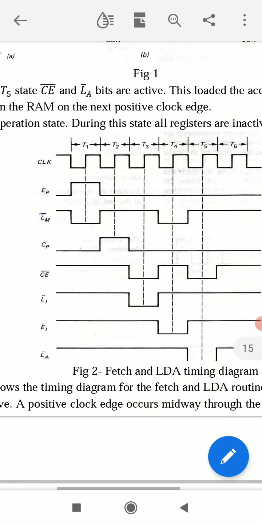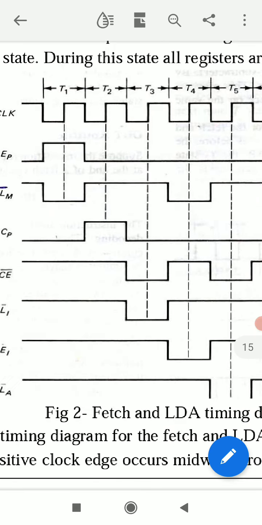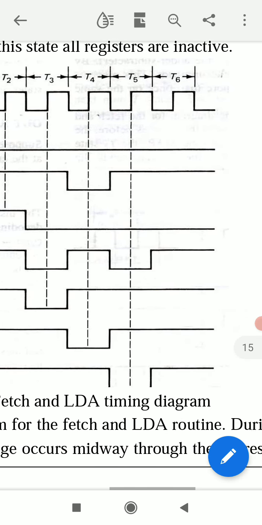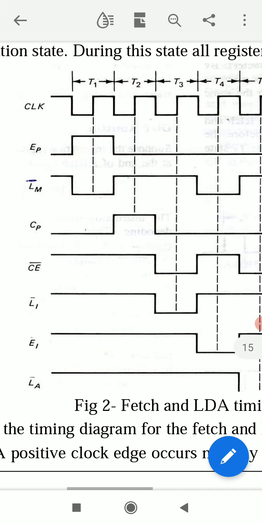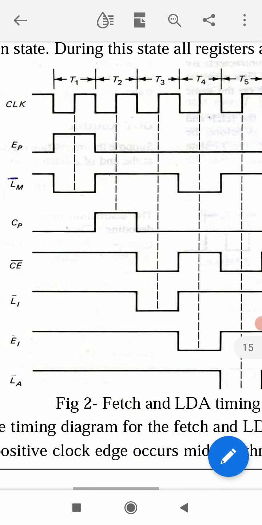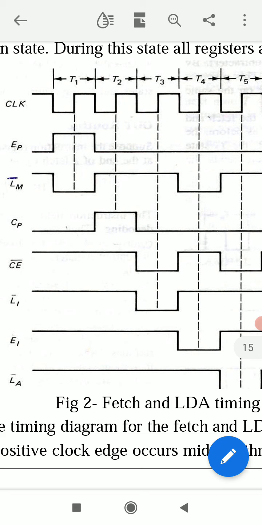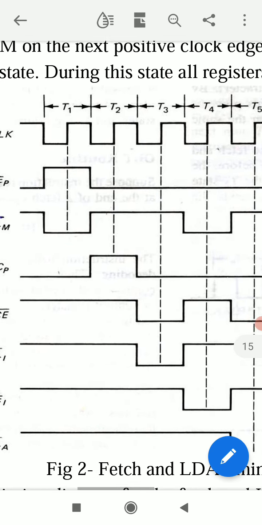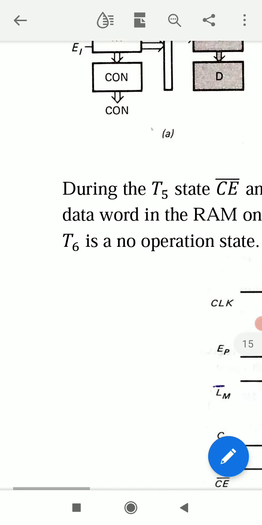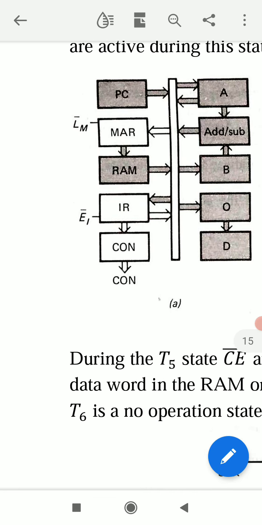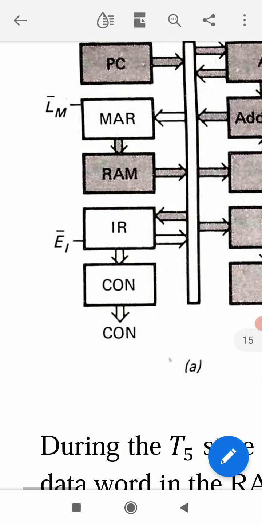These are different T states: T1, T2, T3, T4, T5, T6. T1, T2, T3, these three T states are for fetch cycle, and for execution cycle in the T4 state, we see that active bits are LM bar and EI bar. In T4 state, LM bar and EI bar are active. It means LM bar must be 0 and EI bar must be 0.